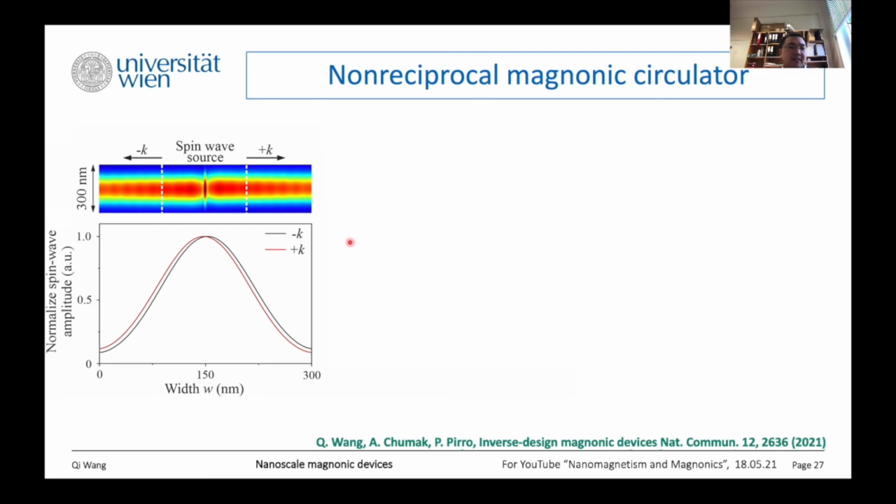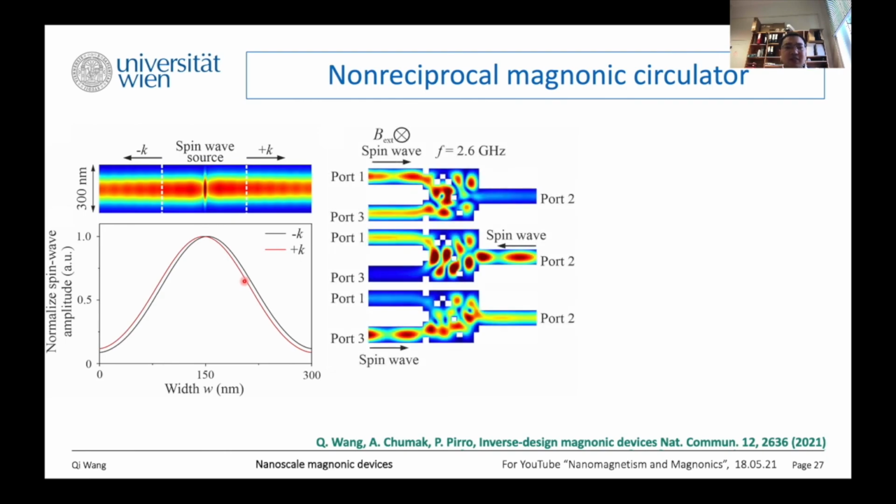In order to understand that, we simulated the spin wave in a single 300 nanometer width waveguide. We excite the spin wave in the center of the waveguide, and the spin wave propagates in the negative and the positive direction. We extract the profile of the spin wave for negative and positive and plot them together. We see a small shift of around 7 nanometers. That means the forward volume spin wave at the nanoscale is not reciprocal, it's non-reciprocal.